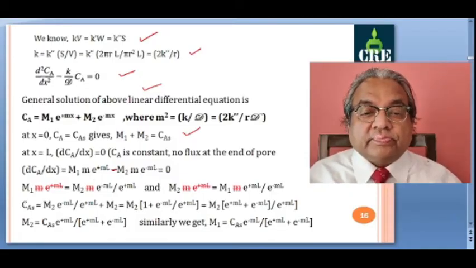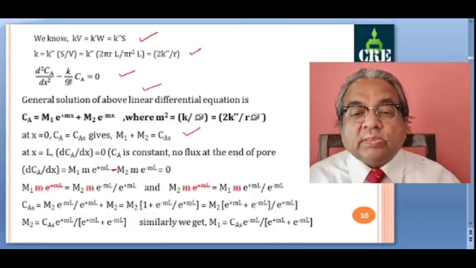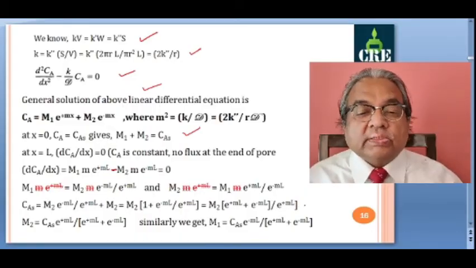So I can write CAS is equal to m1 plus m2. So m1 is m2 into e raised to minus ml by e raised to plus ml plus m2. So CAS is equal to m2, we can take out common, 1 plus e raised to minus ml by e raised to plus ml. Okay, this I can write as, if I multiply by this, so taking this term in the denominator, e raised to plus ml plus e raised to minus ml divided by e raised to plus ml.